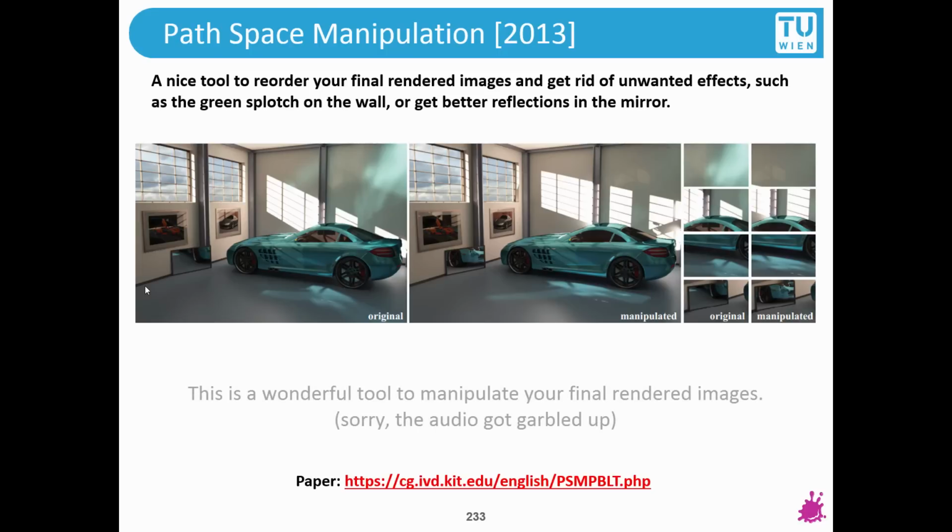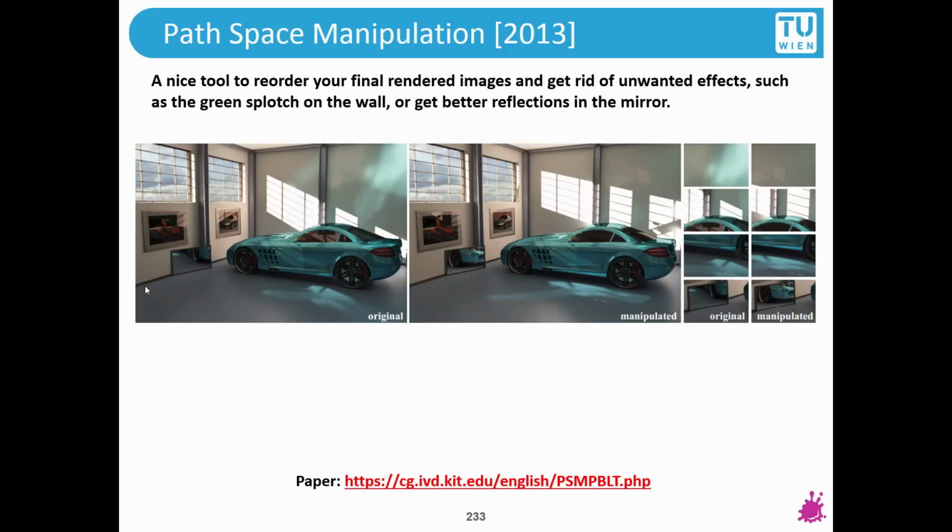Path space manipulation. This is again from the kit, guys. This is a wonderful tool. Now, what happens if the artist creates a scene that he really likes, but there are some artifacts or some small effects that he would like to get rid of? What do you have to do?